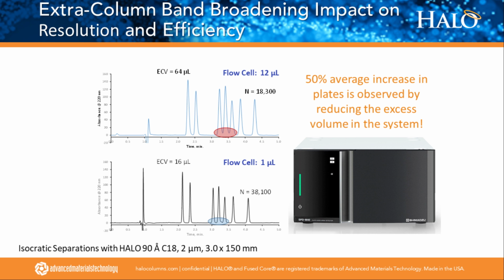By reducing the extra column volume to 16 microliters and using a smaller 1 microliter flow cell, we're able to get baseline resolution of those 3 particular peaks, and we've increased the plates of the last peak by an average of 50% just by reducing the excess volume in the system. And this particular example was run on a 2 micron Halo 3 by 150 millimeter column.